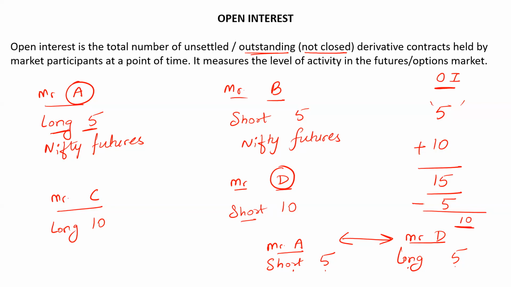From this open interest of 10, just for your understanding, how many contracts are remaining with how many individuals? So C is going long on 10 contracts. D is going short on 5 contracts. And we have Mr. B who is short on 5 contracts. So long is 10, short is 5 plus 5, which is 10. So there are equal numbers of longs and shorts, and the open interest is also 10.